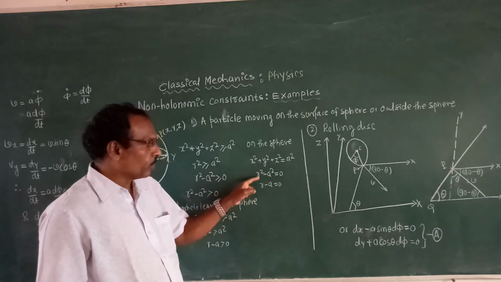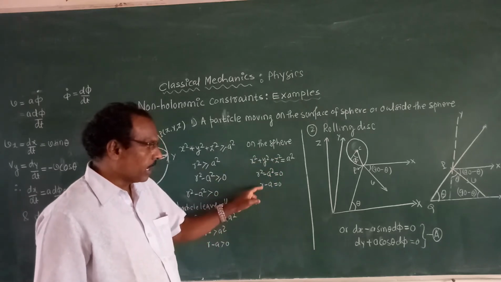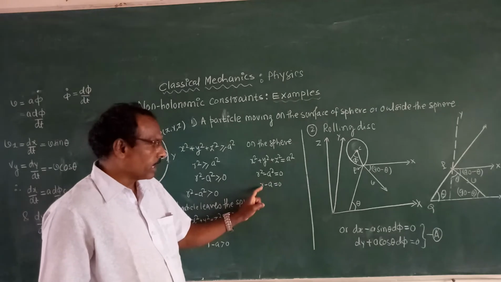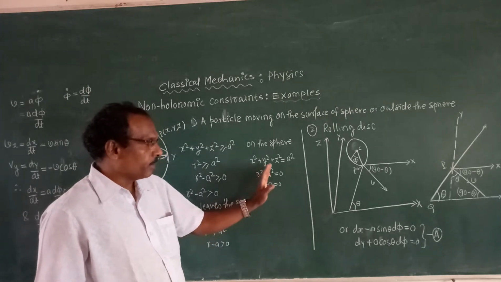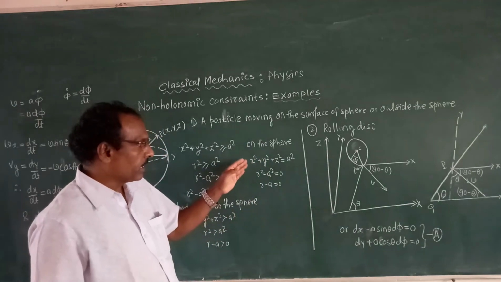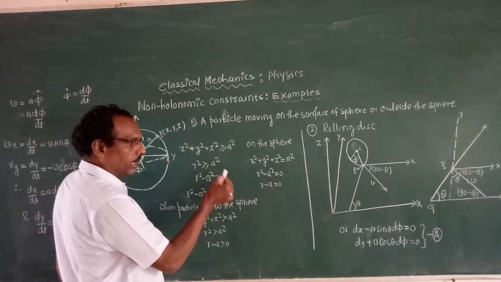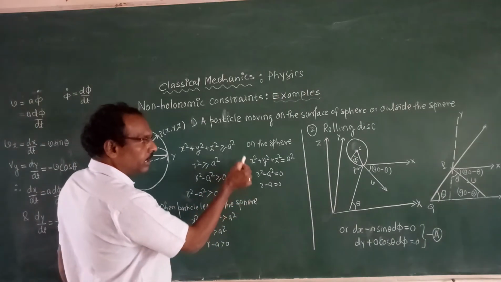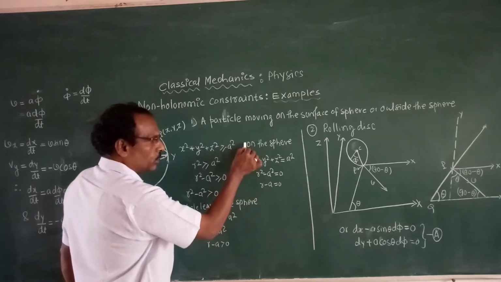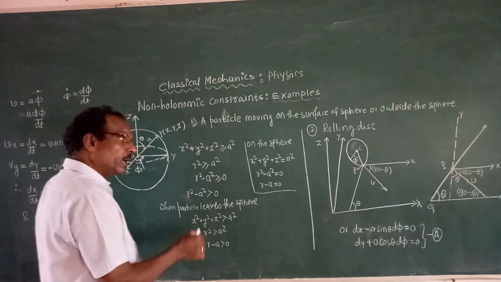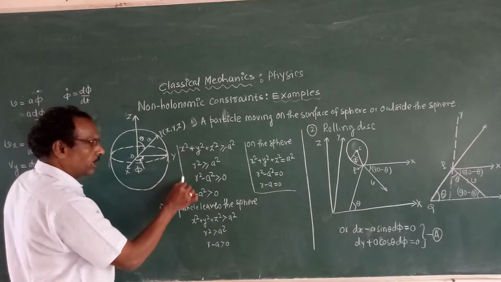We have done this before. R square minus a square is equal to 0. This is an equation. R minus a is equal to 0. When r is equal to a, this becomes 0. That variable becomes independent. One variable we have removed. That we have discussed in earlier examples. Here, as long as the particle is on the surface of the sphere, this is true. Fine. When the particle leaves the surface of a sphere, this will not hold.